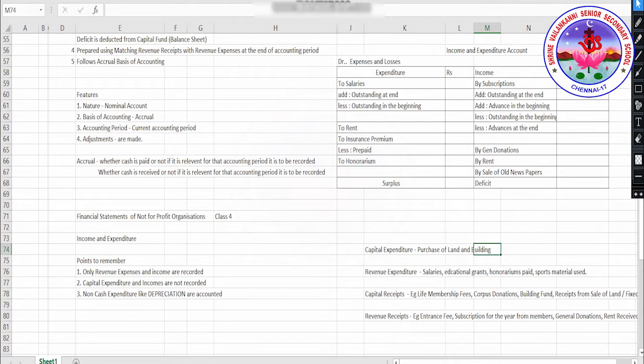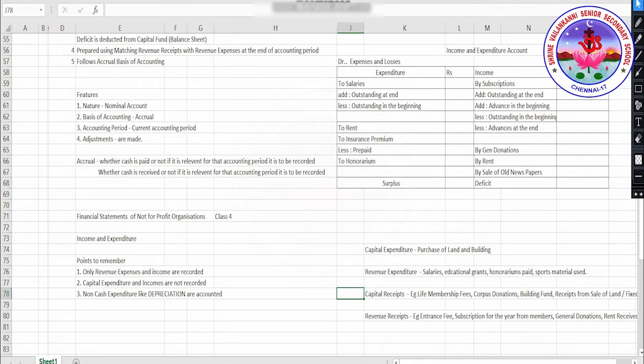Capital receipts are those receipts which are not recurrent in nature. Capital receipts are not received recurrently, that is, month after month or year after year. It is not received once in a lifetime, but once in a while it will be received. So that is called a capital receipt.